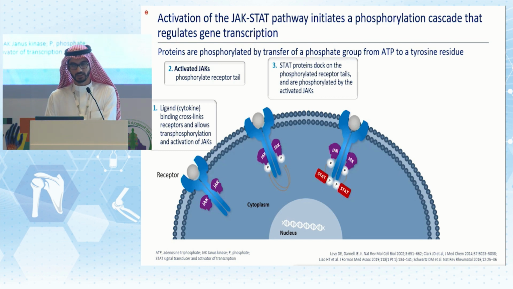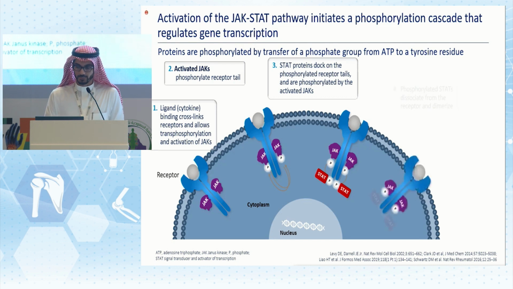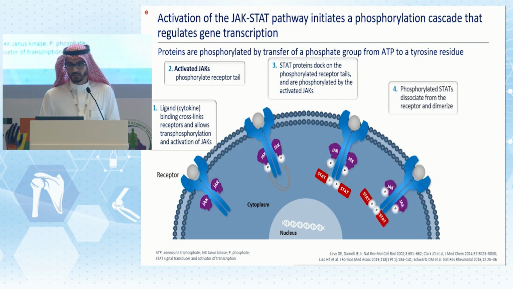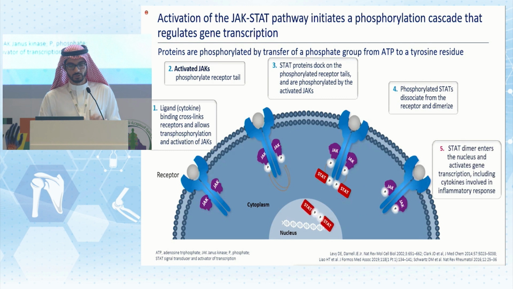JAKs. So here we have the JAK-STAT binding in step 3, and then in step 4 the phosphorylated STATs dissociate from the receptor and dimerize, and in step 5 they migrate into the nucleus and activate gene transcription and then further cytokine production and release, and the inflammatory response then begins. So this is the slide that can help us better revise and understand the JAK-STAT signaling pathway mechanism.